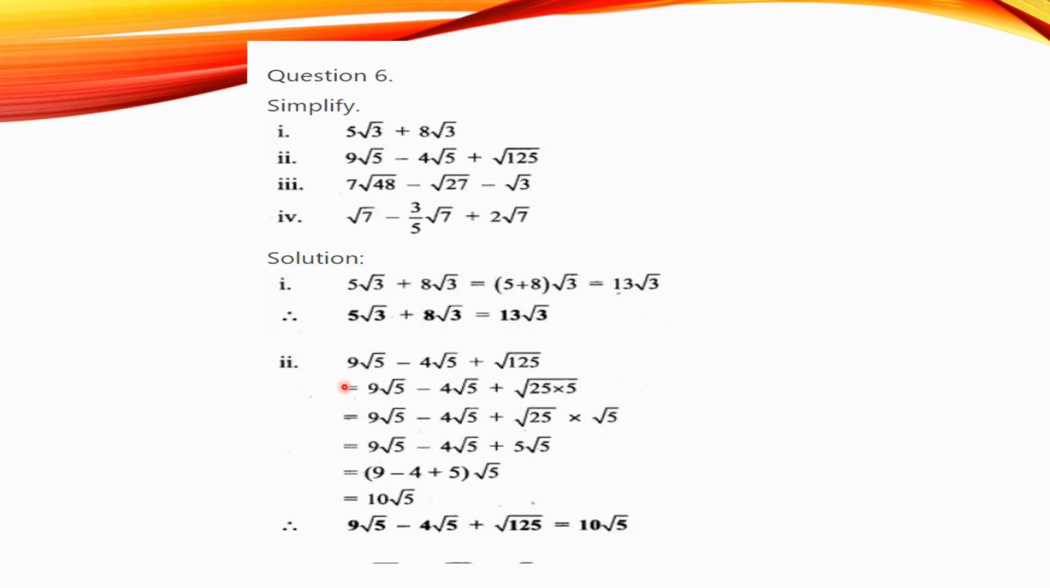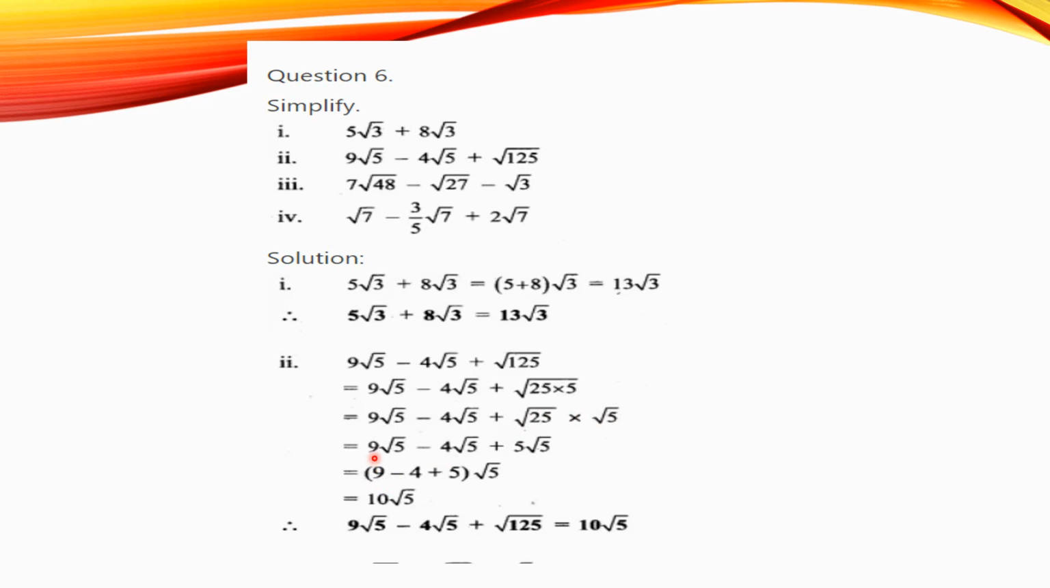Second question is 9 root 5 minus 5 root 5 plus square root of 125. Now when we factorize the first number, it can be written as 9 root 5. Second number will be minus 4 root 5. The third number, square root of 125, can be factorized as 25 multiplied to 5 under root. So 25 can be taken out and it will be 5, and we are remaining with root 5.